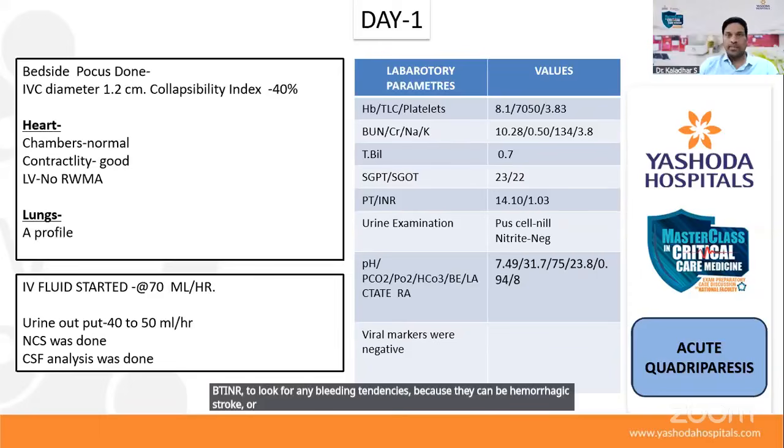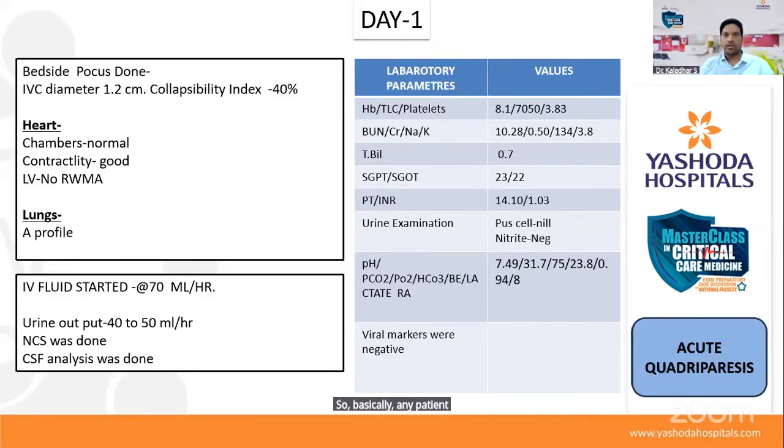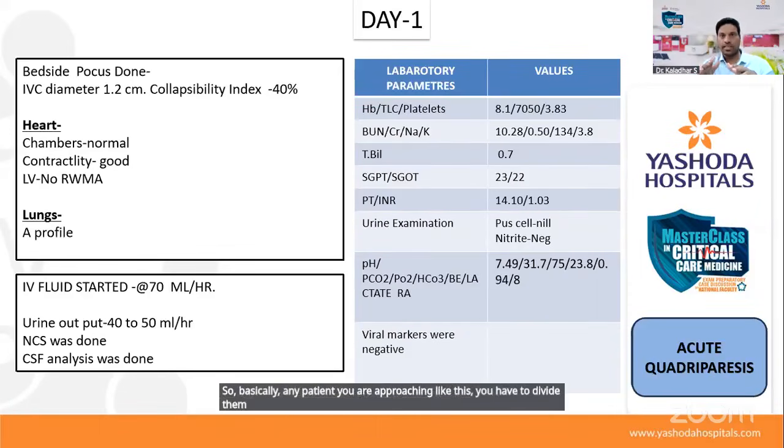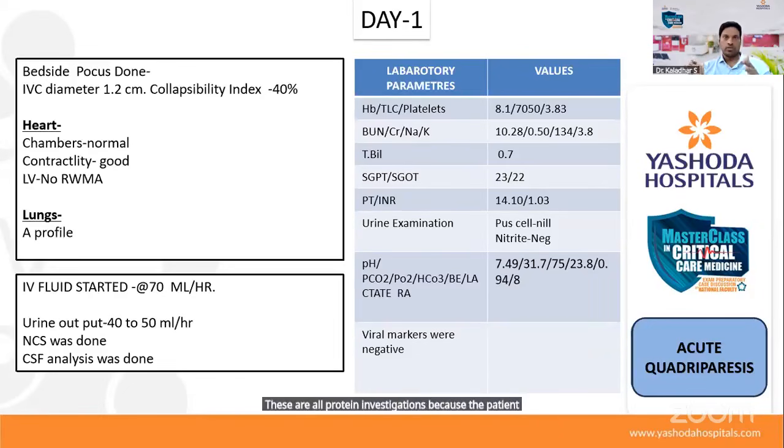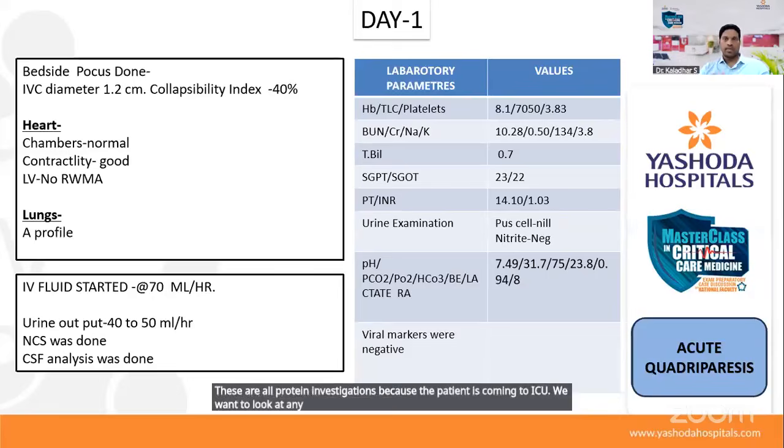So basically, for any patient you are approaching like this, you have to divide the investigations into routine investigations and specific investigations. Whatever you told is routine. You want to look at the basics of what is happening: a complete blood picture, renal function test, liver function test, or coagulation profile because there was some infection. These are all routine investigations because the patient is coming to the ICU, and you want to look for any abnormality. What are the specific investigations pertaining to this case that you will send?